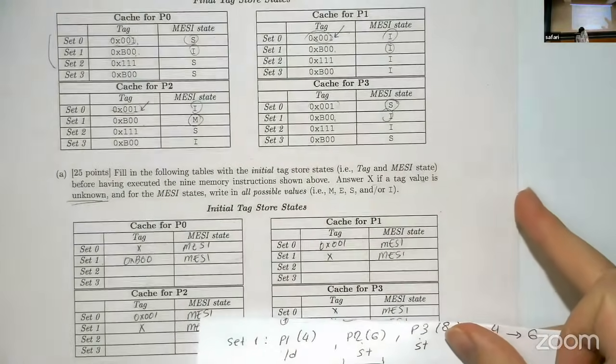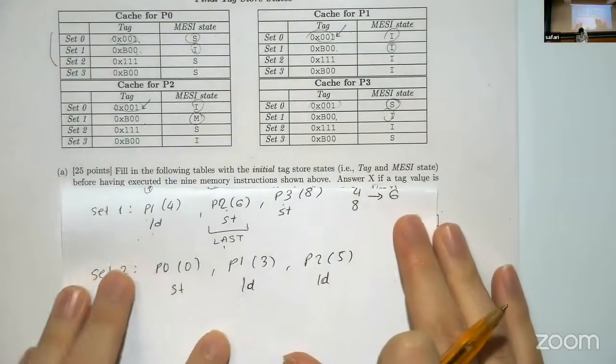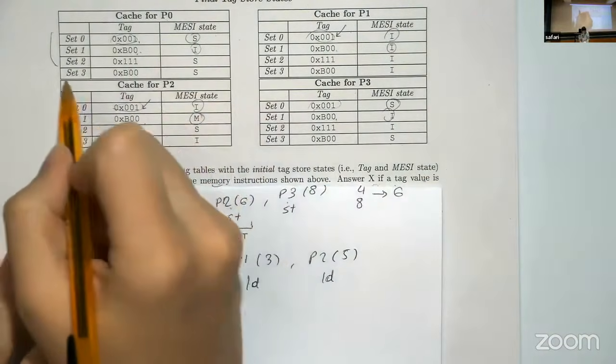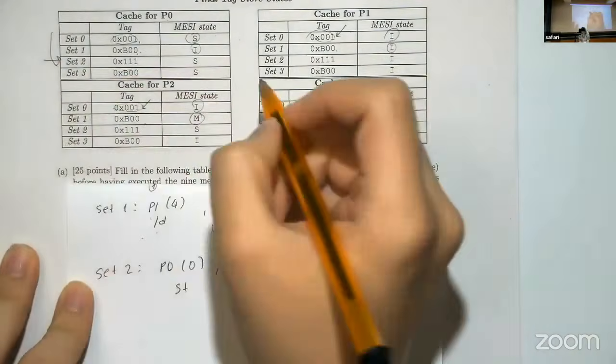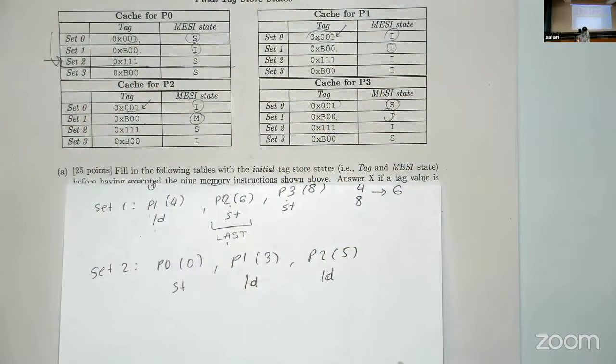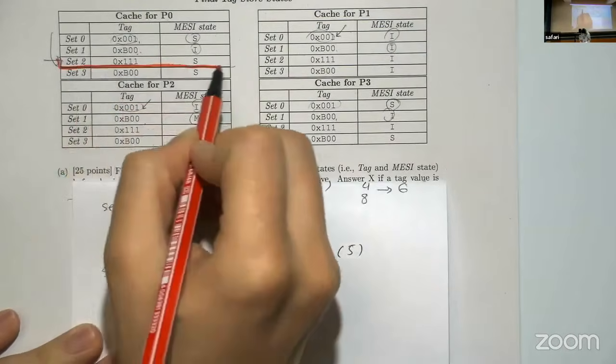Let me show you the final state. When we check the final state, we are checking this one. Let's try this one. Okay, we are checking this.